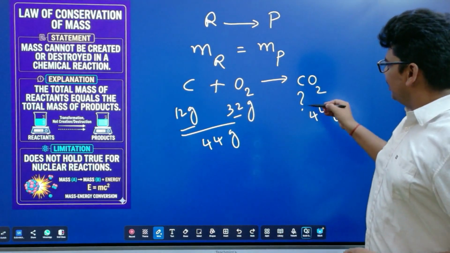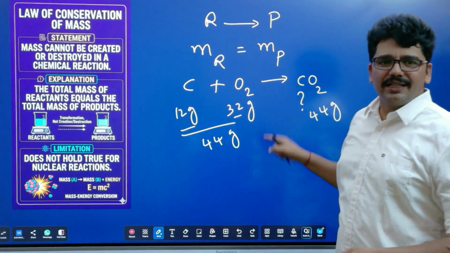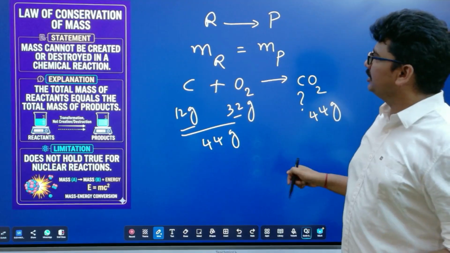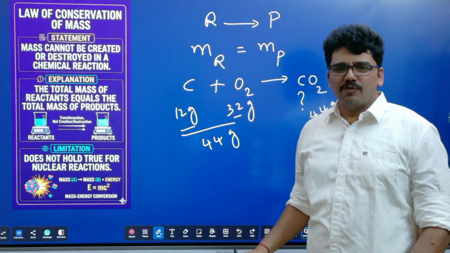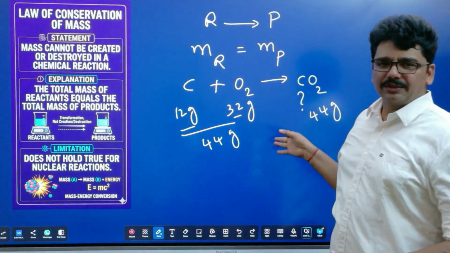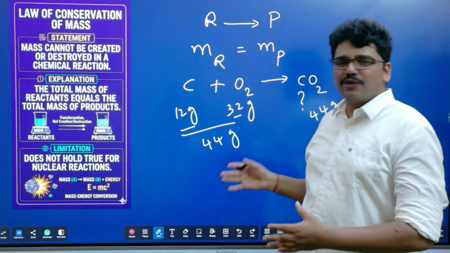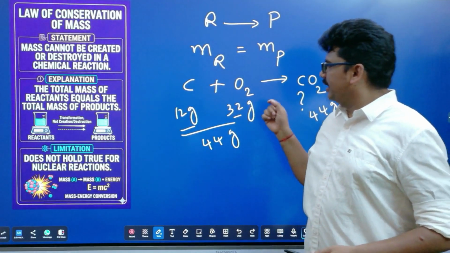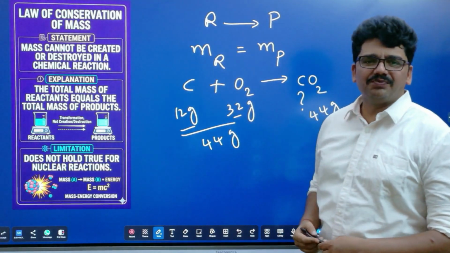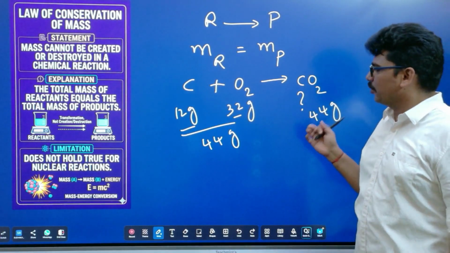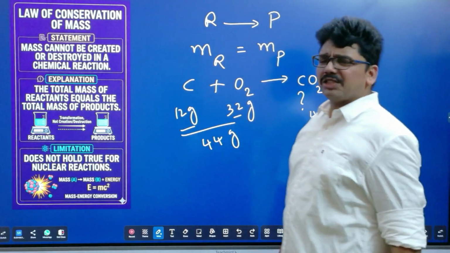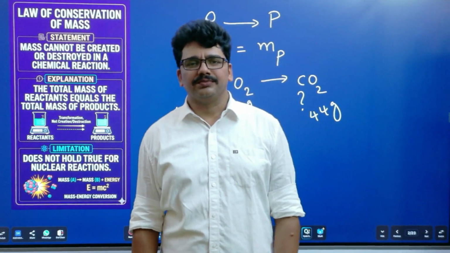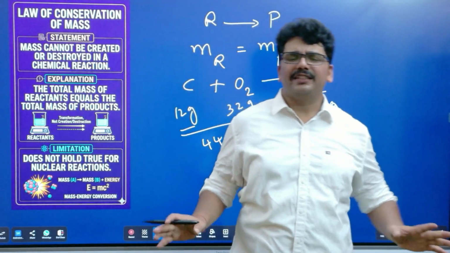So to answer the mass of carbon dioxide in this chemical reaction, I am using law of conservation of mass. If there is no law of conservation of mass, I cannot use this relation. Say what relation I have used here? Total mass of the reactants before reaction is equal to total mass of the products after reaction. So there is an exception for law of conservation of mass. In chemical reactions, there is no exception.